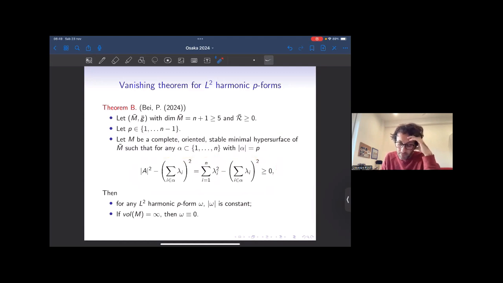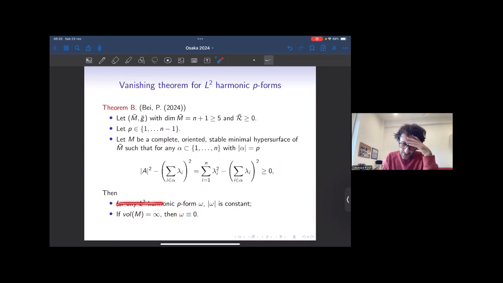Our hypothesis is exactly that for any multi-index alpha, this quantity is non-negative. Then we have exactly the same conclusion of Tanno. So every harmonic L2 P-form omega has constant length, and if the volume of the minimal hypersurface is plus infinity, this harmonic object is trivial.